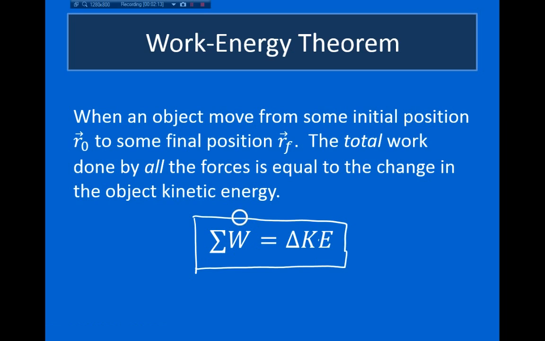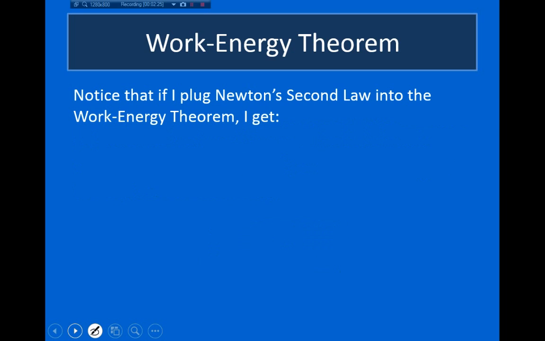So again, this means that if the work is positive, it's going to increase my kinetic energy, so it'll tend to speed the object up. If the work is negative, the change in the kinetic energy will be negative, so it'll tend to slow the object down. Now, one thing I want to point out is it turns out the Work-Energy Theorem is very closely related to one of our kinematic equations.